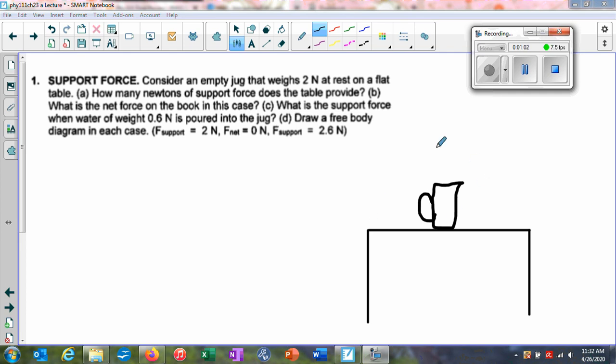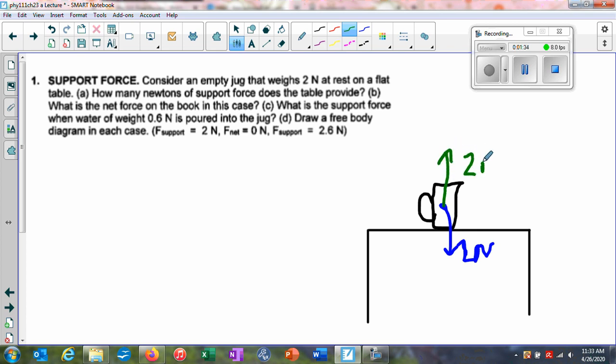All right, you can now see a table and a jug have appeared. So draw a free body diagram. It says that the empty jug weighs 2 newtons. We know weight is talking about the force of gravity. It's already in newtons, so we don't have to multiply by that constant acceleration due to gravity. That's been done. So there's 2 newtons down. It says it's at rest. So what is the support force? The support force has to be in the other direction, and it must be 2 newtons.